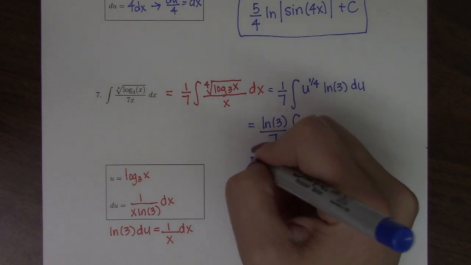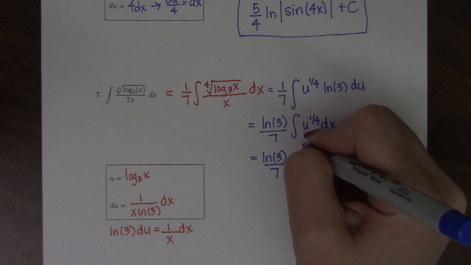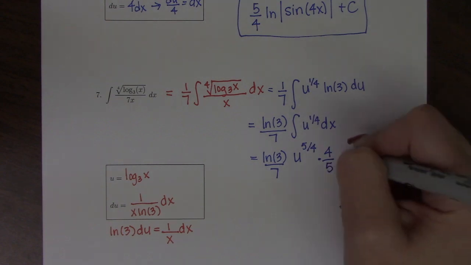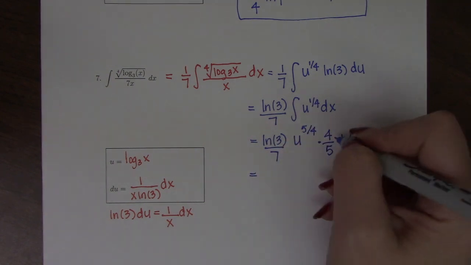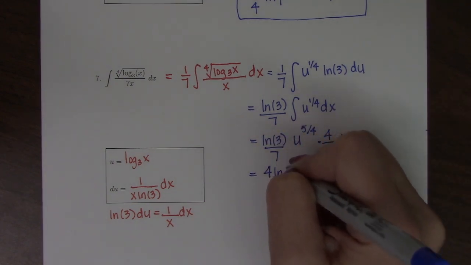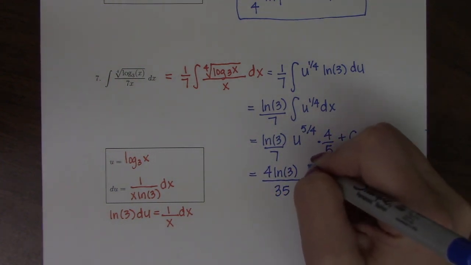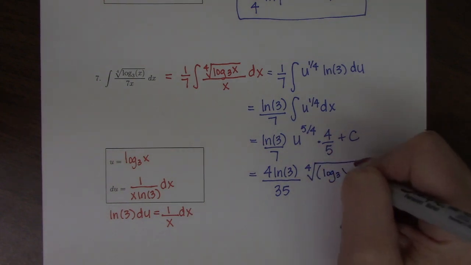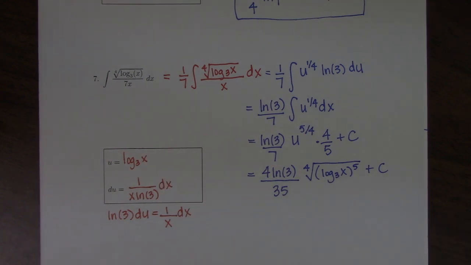And so this is just going to be a power rule. The constant stays out front. This is u to the 5/4 divided by 5/4, which is the same thing as multiplying by 4/5. And now I've got to get it back in terms of x. So I'm going to bring all my constants out front. So I have 4 natural log of 3 divided by 35 times the 4th root of log base 3 of x to the 5th. I could have also written it as log base 3 of x to the 5/4. I just wanted to put it back in the same form we started with.